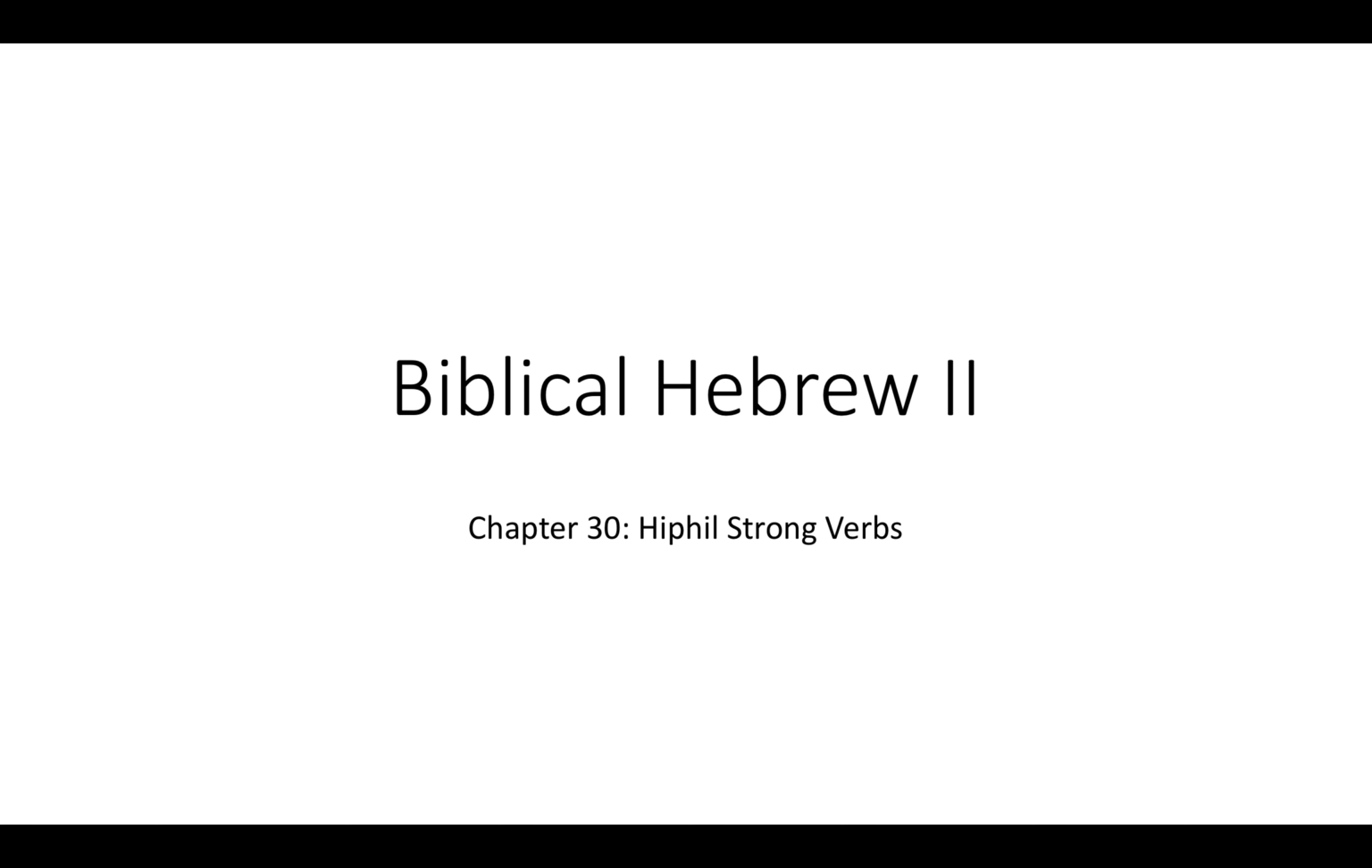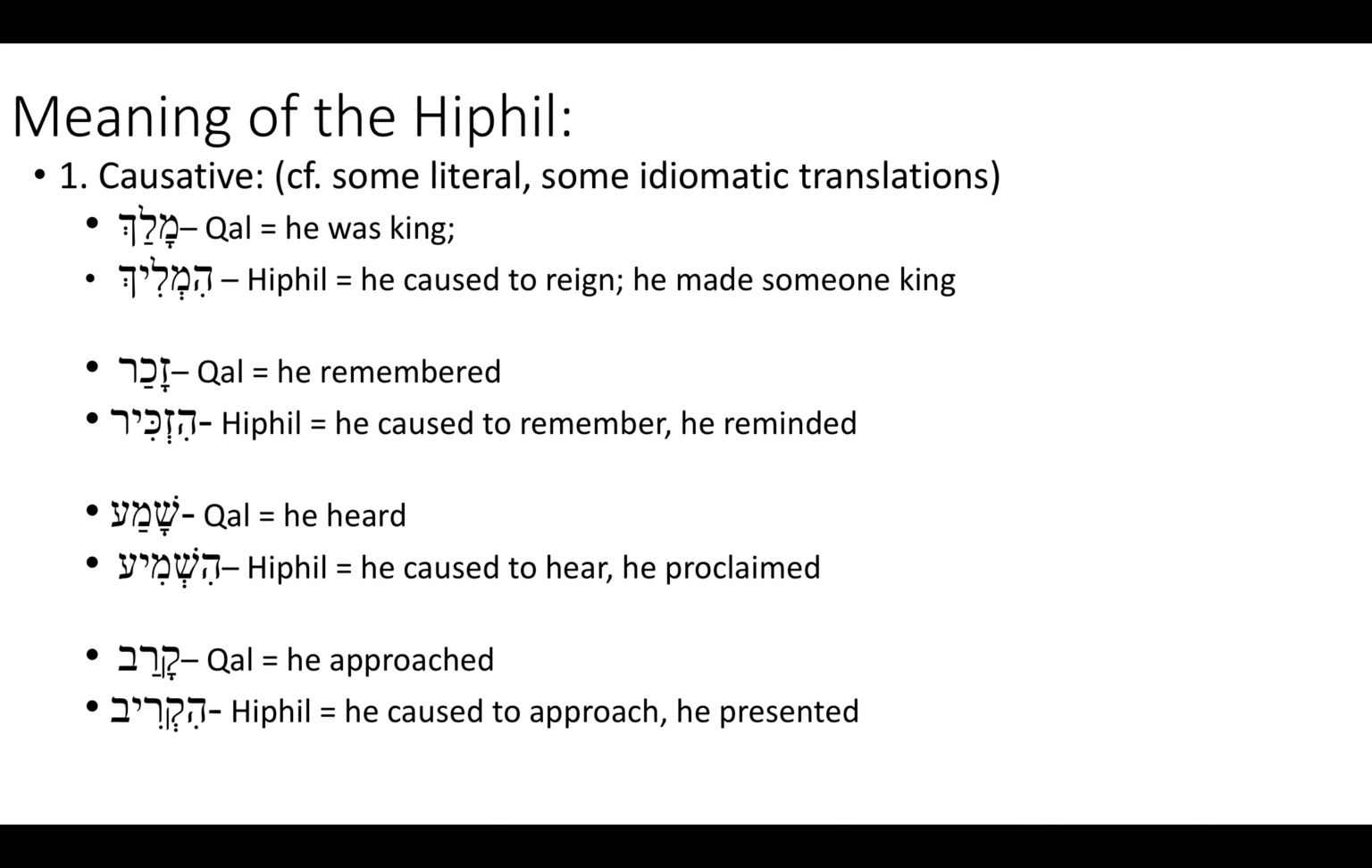Biblical Hebrew 2, chapter 30, Hiphil, strong verbs. Hiphil, our new verbal stem this week, has about 4 or 5 different meanings. The most common is going to be a causative sense, that it takes a Kal form of the verb, which is an active form, and makes it into a causative counterpart of what we have in the Kal.